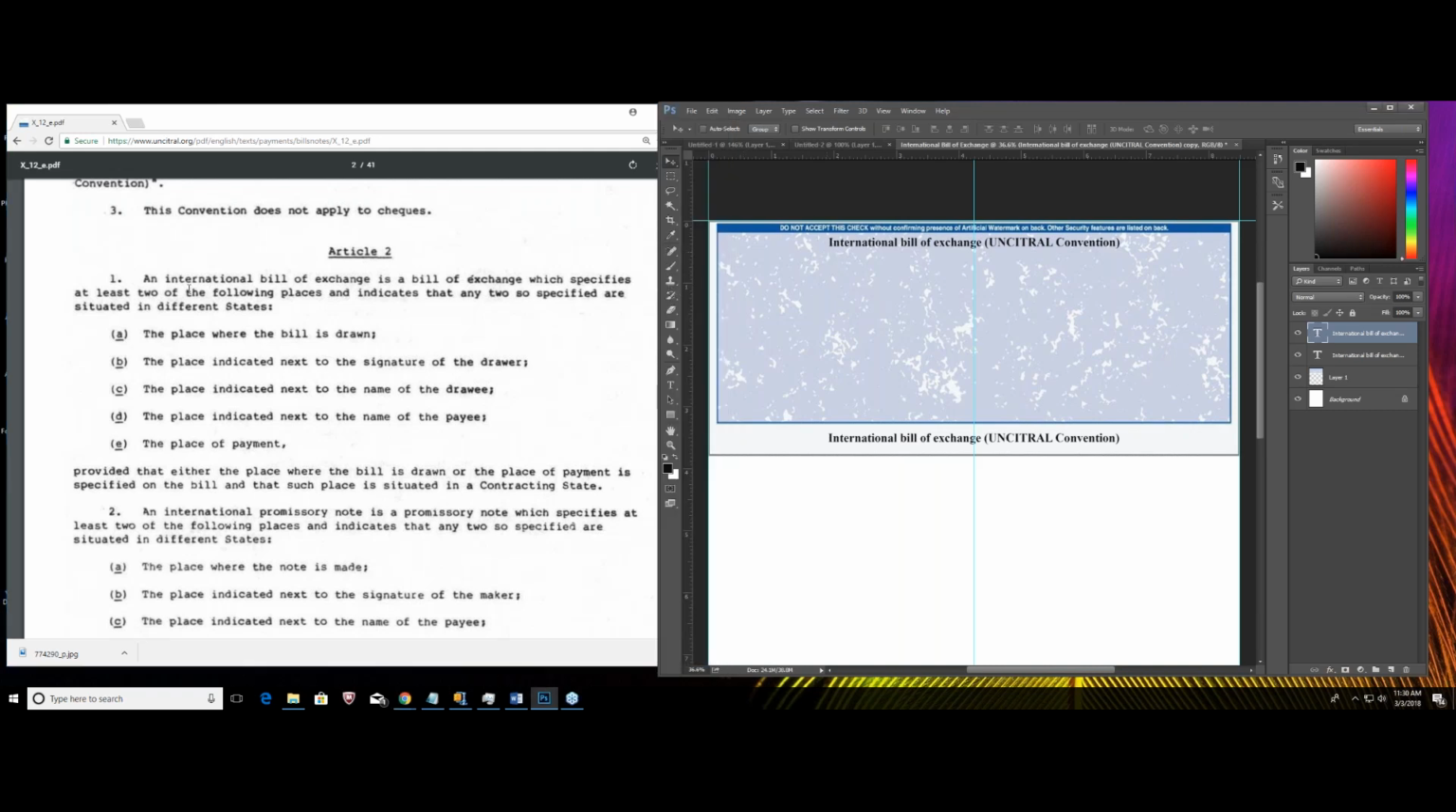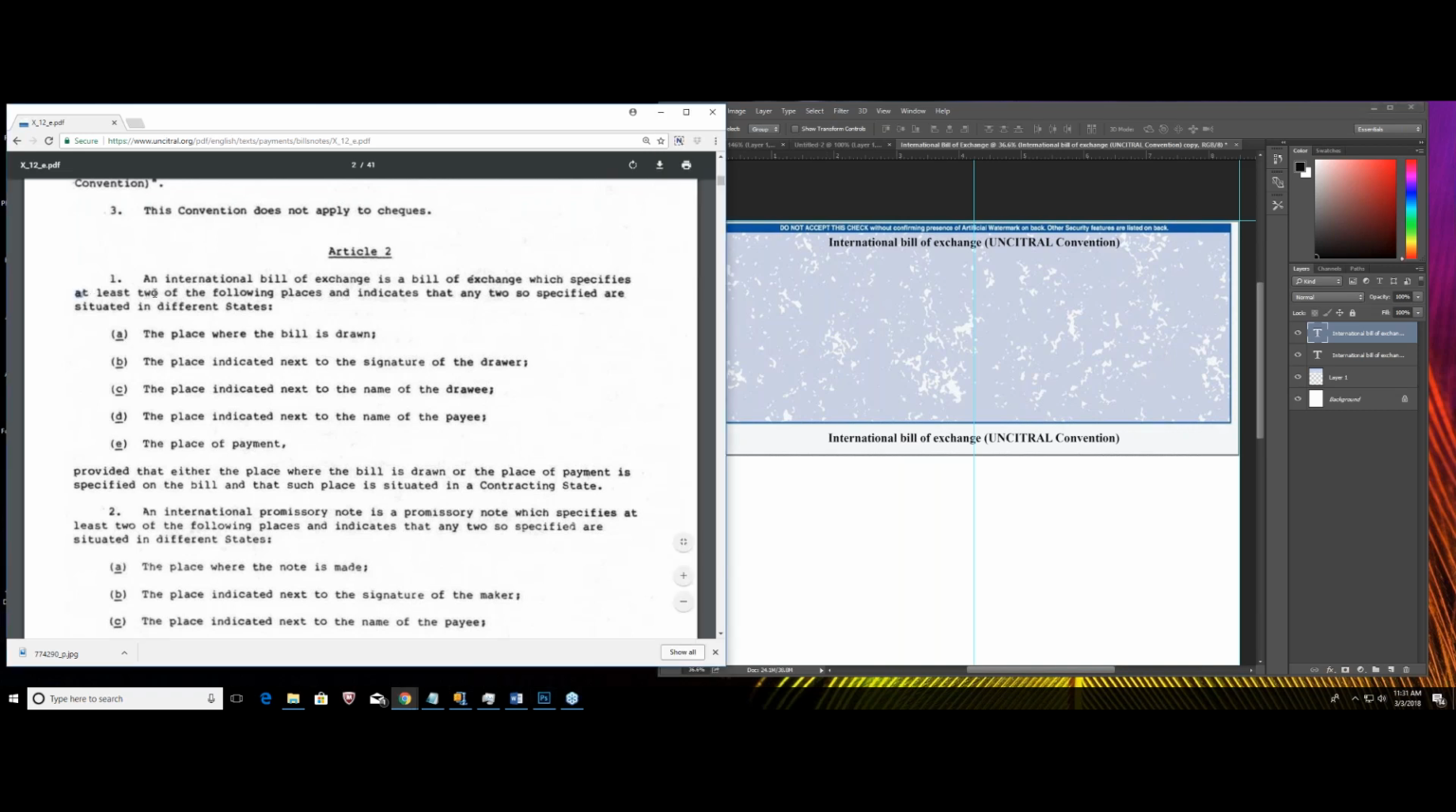So let's read it again. An international bill of exchange is a bill of exchange which specifies at least two of the following places and indicates that any two so specified are situated in different states. Now, we notice we have different states. It has to be in different states. Each of the states of the union are different states. When you look up state in Black's Law Dictionary, it's going to tell you to see international law. As a matter of fact, let me show y'all that real quick.